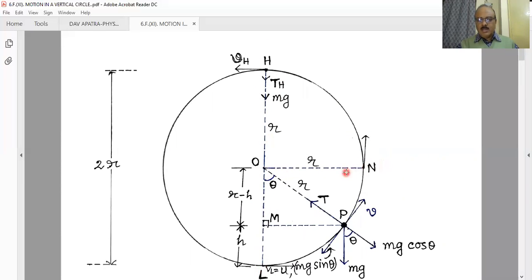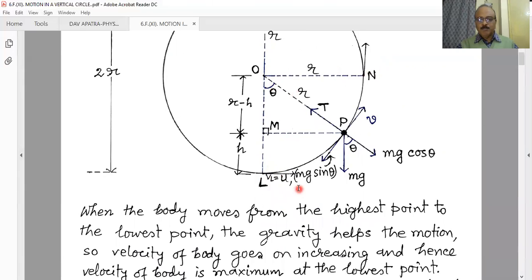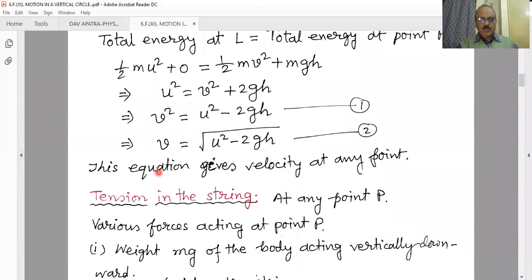Therefore, we can easily find out the velocity at point N, at point H, or at any other point if we know the vertical height from the lowest point. So it is the formula to find out the velocity at any point if we know the vertical height. Now another term is the tension. There are two variables here: velocity v at any point and tension at the different point. Let us now find out what is the tension at the different point. Is it constant or is it variable?